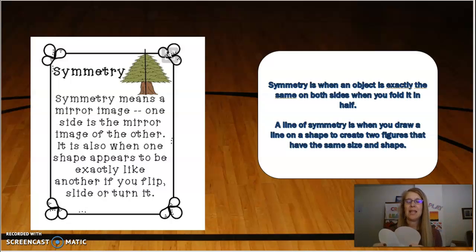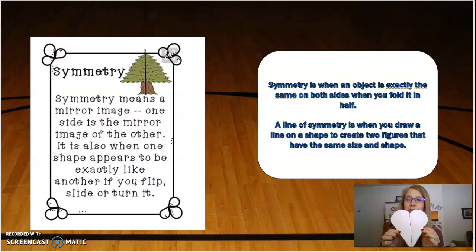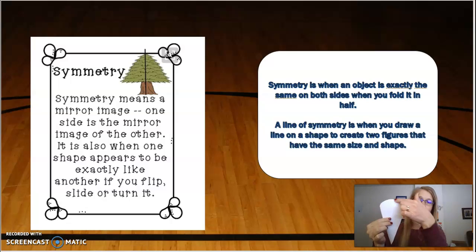How about if I fold it in half like this? Let's try it. By golly, looky there. I think it's the same size and shape on both sides. Let's draw a line for that. We just drew and created a line of symmetry on the shape of a heart. It folds in equally. They match perfectly. They're the same size, the same shape on both sides. That's the line of symmetry for a heart.